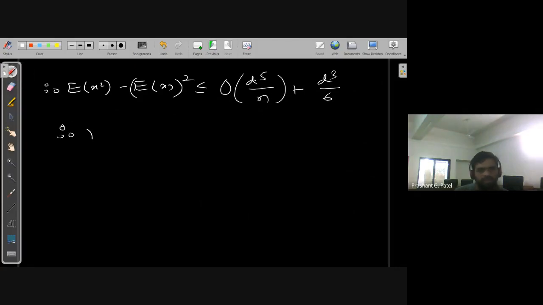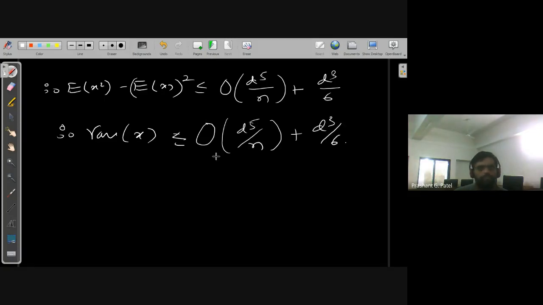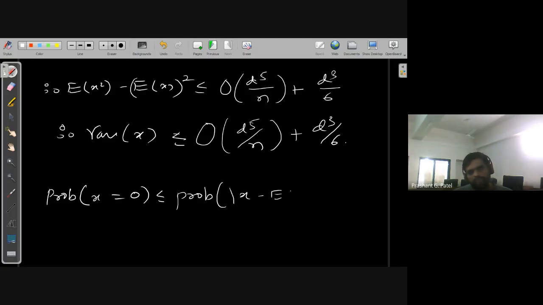And this side is nothing but the variance of x. That is less than or equal to big O of d raised to 5 by n plus d cube by 6. So this is the situation we got. And from this, the probability of the triangle is equal to 0 is less than or equal to the probability of mod of x minus E of x is greater than or equal to expectation of x.